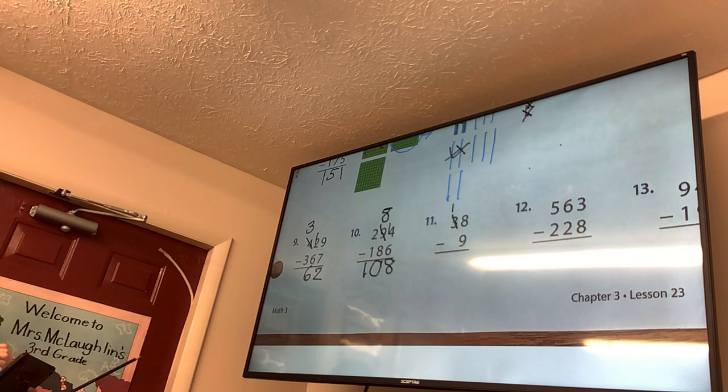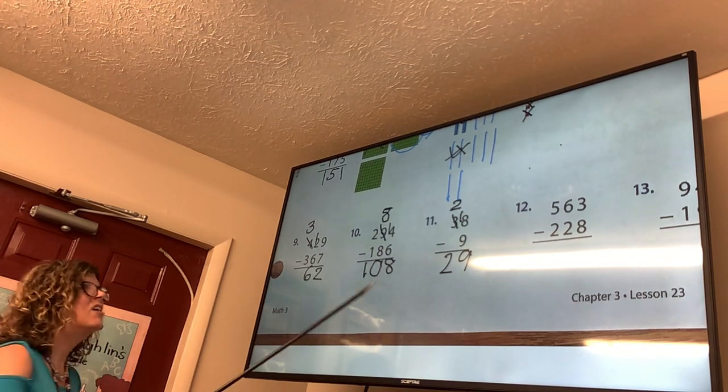I did not mean to put a 1 there, so do not put a 1 there. I was not trying to put a 1. I was trying to put a 2, and it does this weird thing every now and then. Instead of 8 ones, we have 18. 18 ones. 18 minus 9 is 9. And 2 minus nothing is 2. Answer of 29. Moving on.